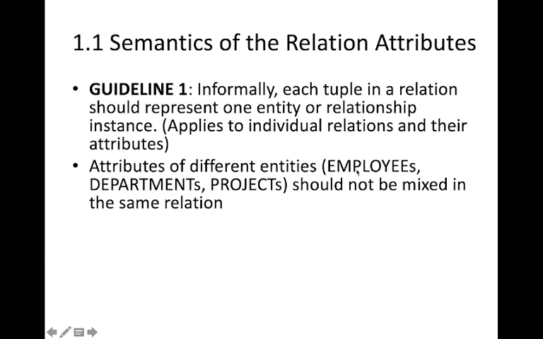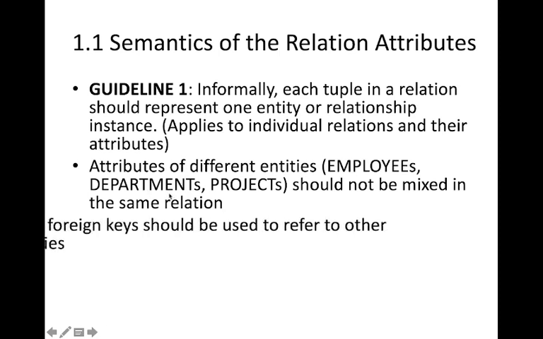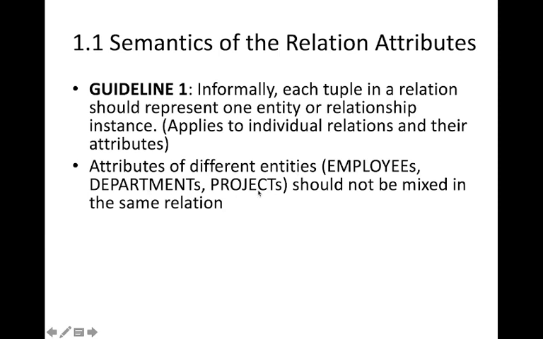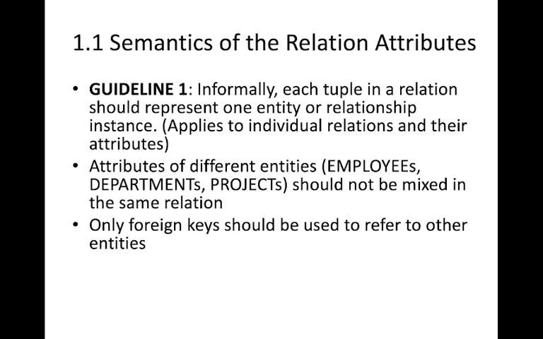So if it is an employee attribute, it should be in a separate table. If it is a department attribute, it should be in a second, different table. If it's a project attribute, that should be in a different relation. Okay. So it should not be mixed. All these attributes should not be mixed in a single table. So in order to show the relationship between employee and department, or employee and project, we should use foreign keys. We have already seen what a foreign key is. So foreign keys should be used to refer to other entities. So if we want to show some relationship between employee and department, we should use foreign keys instead of storing everything in a single table.